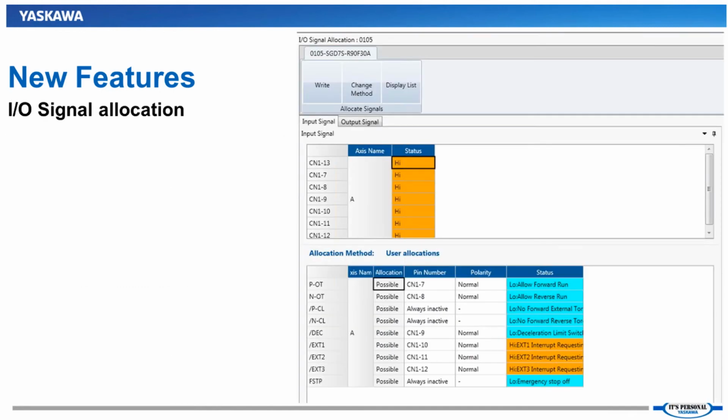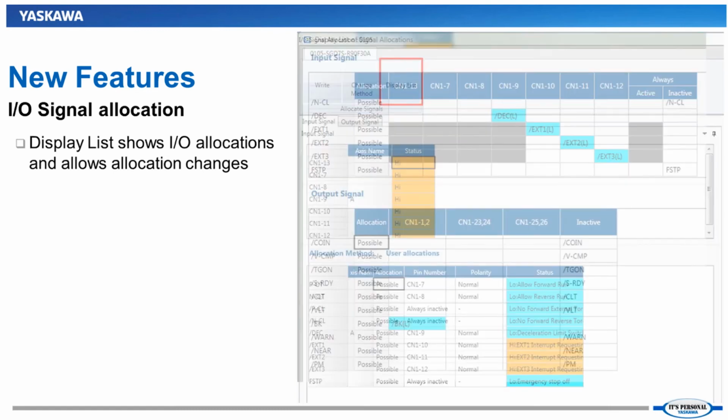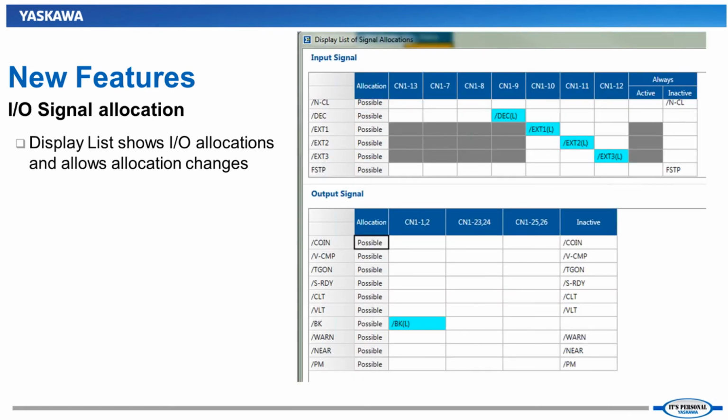So another new feature is I/O signal allocation. This is kind of a few pages from SigmaWin version 5 rolled into one. The display list allows you to show your I/O signal allocations and allows you to change those allocations. Some of you might recognize this from the parameter setup wizard.